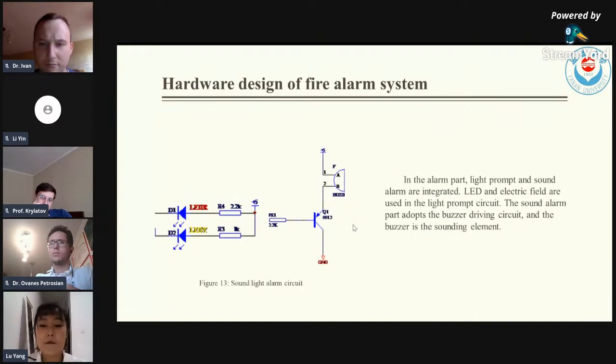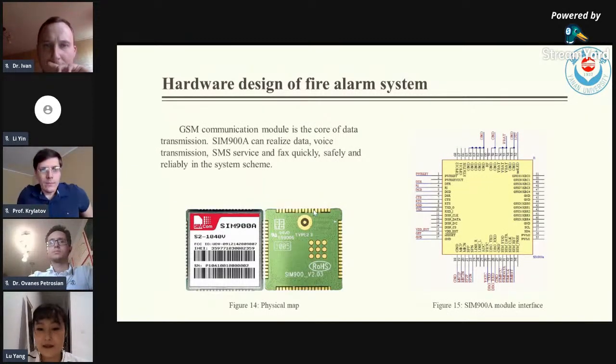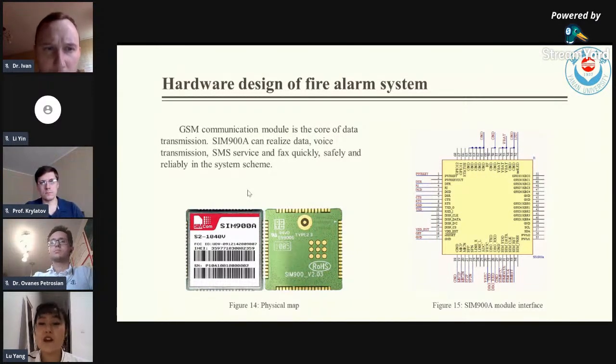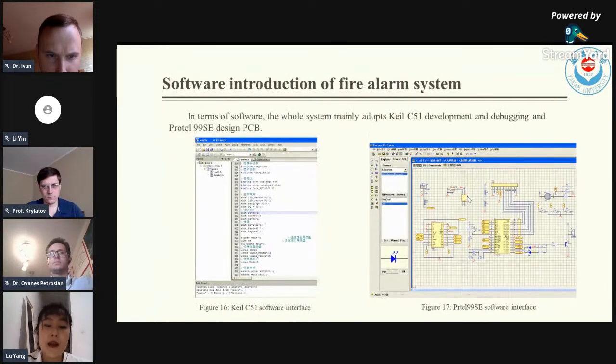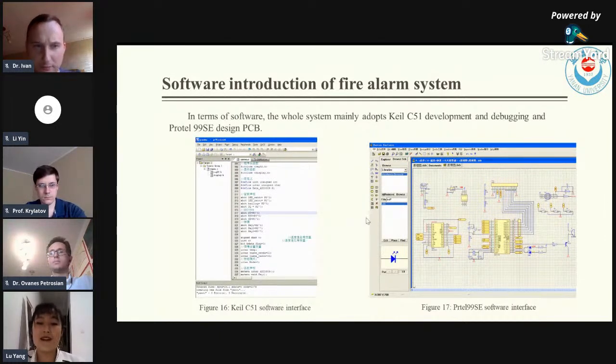The sound light alarm module uses both a light prompt and a sound alarm. The light prompt uses an LED light, and the sound alarm uses a buzzer alarm. The GSM module uses SIM900A for wireless transmission. Figure 14 is its physical figure, and Figure 15 is its module interface circuit diagram. Part 4 introduces the software in the whole system.